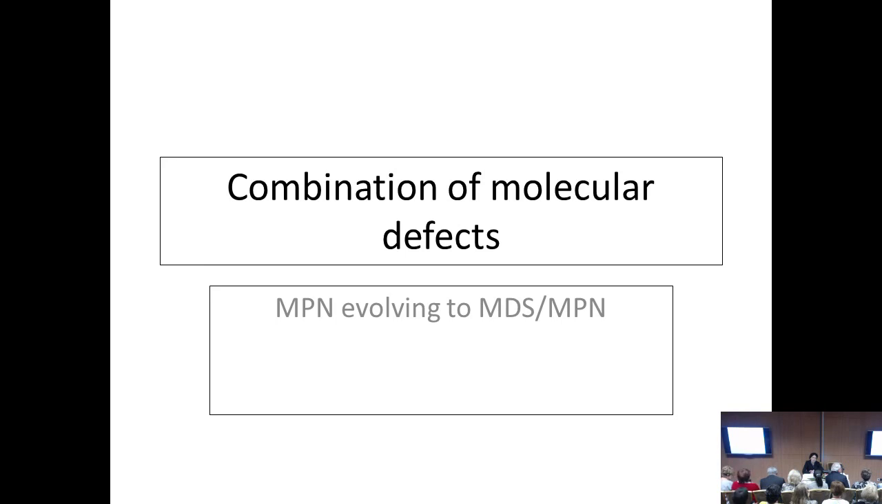Cytologically it fits criteria of MDS. Has she been treated? Has she been treated previously?